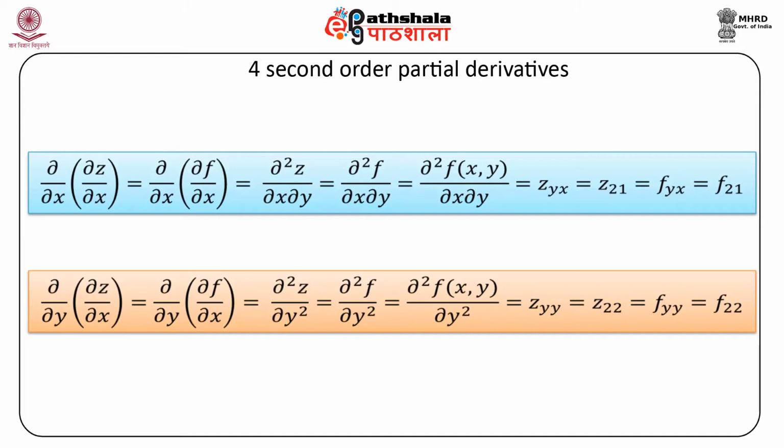And ∂/∂y of (∂z/∂y) is equal to ∂/∂y of (∂f/∂y), which is equal to ∂²z/∂y², equal to ∂²f/∂y², equal to ∂²f(x,y)/∂y², equal to z_yy, equal to z_22, equal to f_yy, equal to f_22.